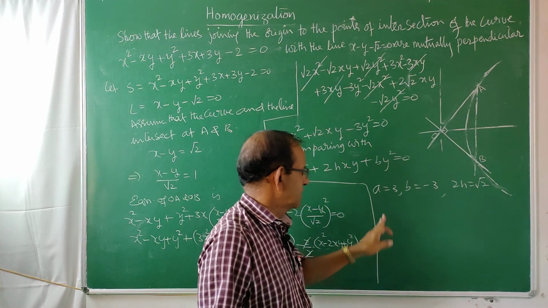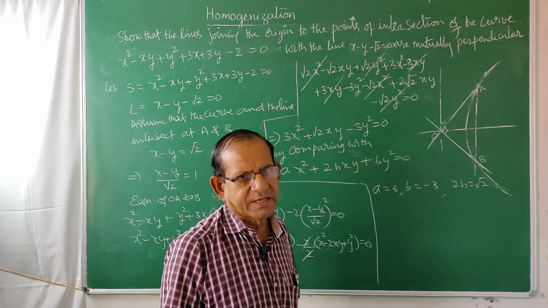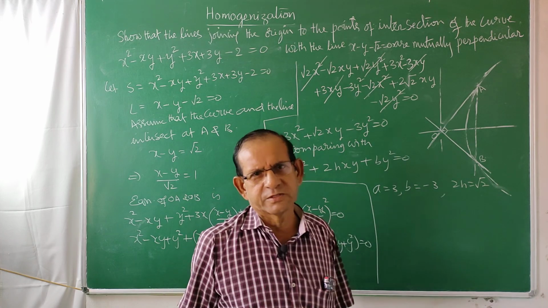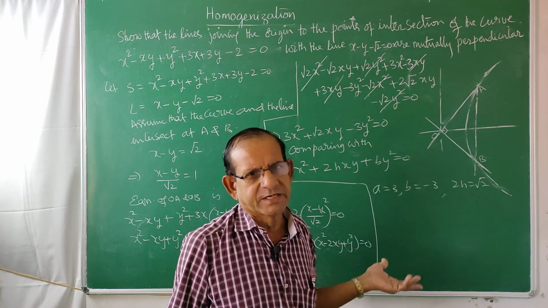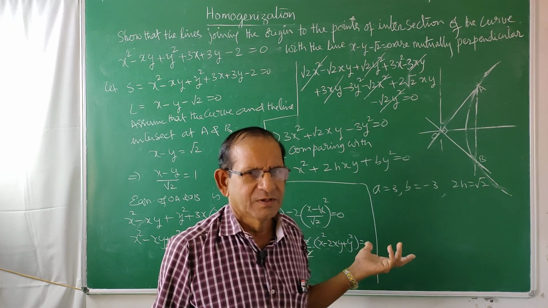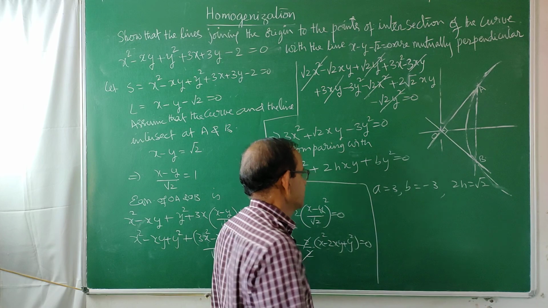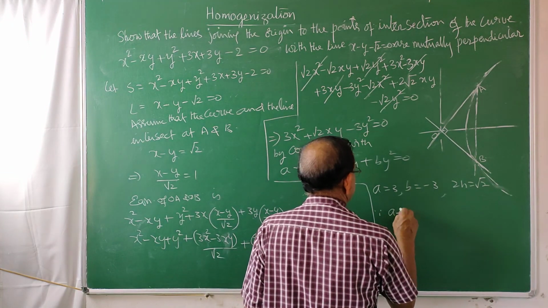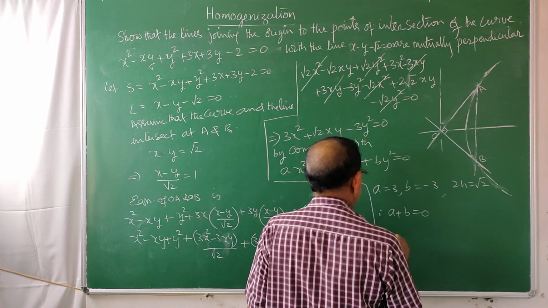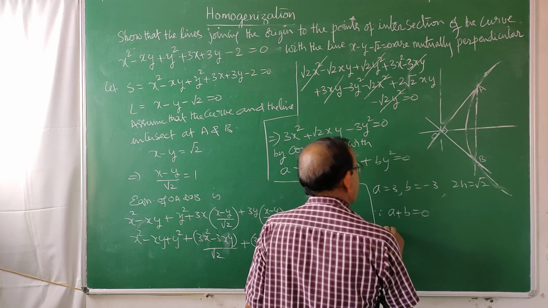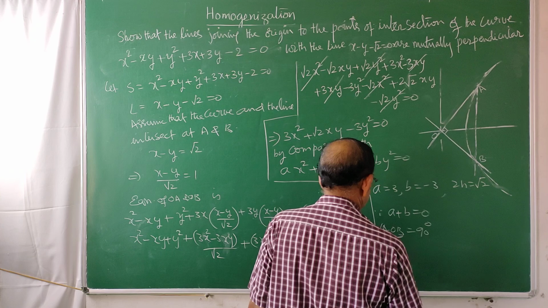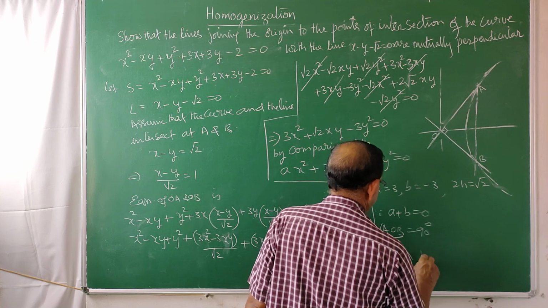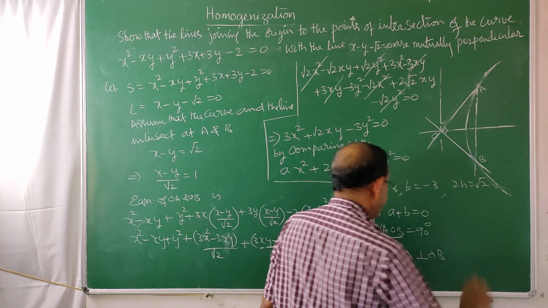So whenever a plus b is 0, that is, cos theta is (a plus b) by root of ((a minus b) whole square plus 4h square). Whenever a plus b is 0, the numerator is 0. So cos theta is 0, so theta must be 90 degrees. Since a plus b is equal to 0, angle AOB is equal to 90 degrees. That implies OA is perpendicular to OB.